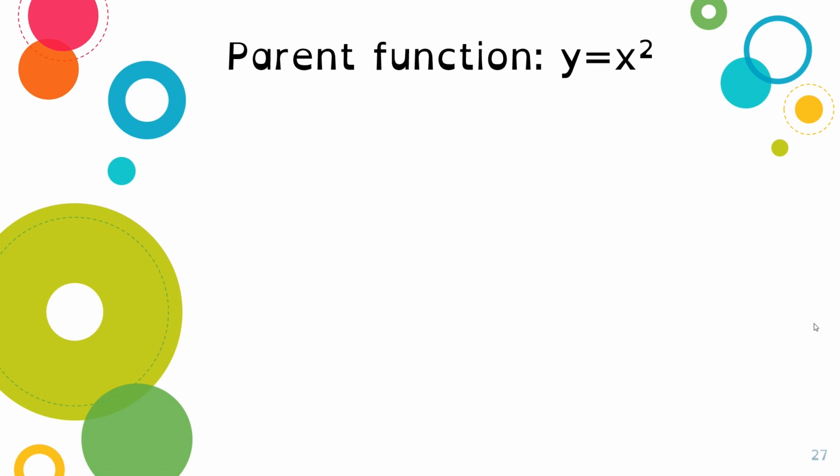Back to when we were looking at linear graphs, we talked about how y equals mx plus b is called the parent function. It's the general idea. For a parabola, the parent function is y equals x squared. That's our base where we're starting from, and all of our other parabolas, all of our other quadratics, come from this simple idea of y equals x squared.